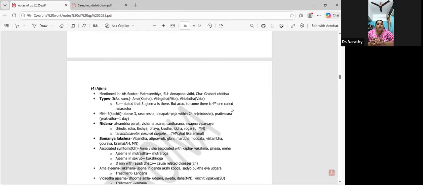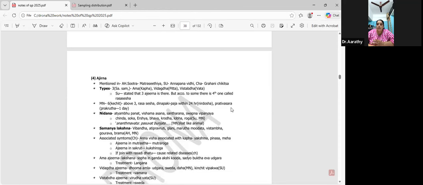Okay, then Nidana is one important confusion in Ajirna, specifically Ambu related Nidanas, Atyambu Panat. Similar Ambu related Nidanas are mentioned in many topics. Try to identify those, compile it and write it in a confusion book. Okay, Atyambu Panat. Then Samanya Lakshana is important.